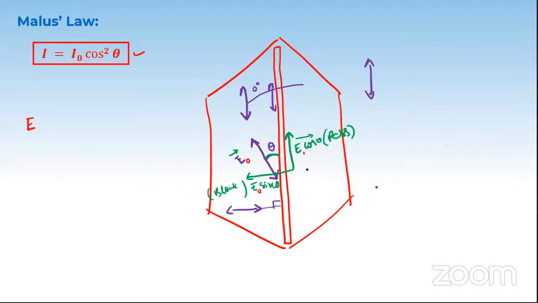They're the initial waves, right? So the E outgoing is equal to E naught cos theta. Only E naught cos theta is going outside. So I can write E is equal to E naught cos theta, because this is passing the polarizer. I'll square all of this.